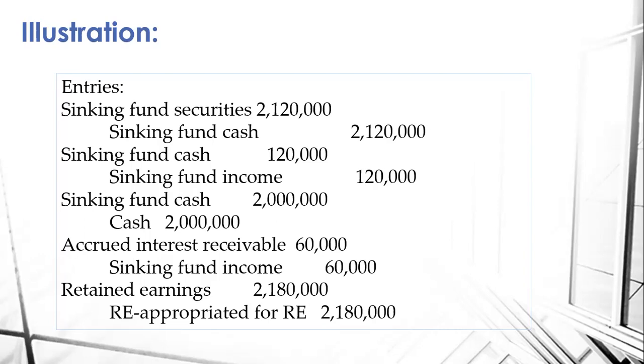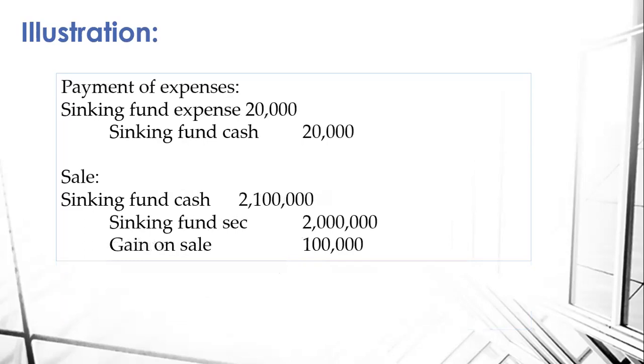So next natin. Sa expense naman, magbayad ka sa expense mo. Simple lang: sinking fund expense, then cash, 20,000. Then sa sale, sinking fund cash, baligya mo. Then sinking fund securities, 2 million, and gain on sale. 2 million man ang original price niya, so gibaligya mo sa 2,100,000. So may gain ka nga 100,000.